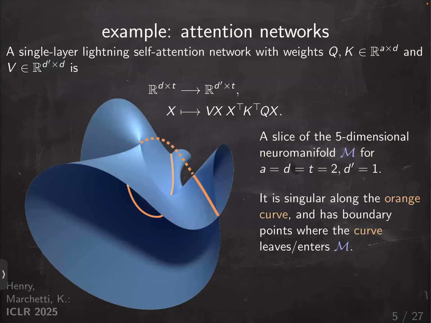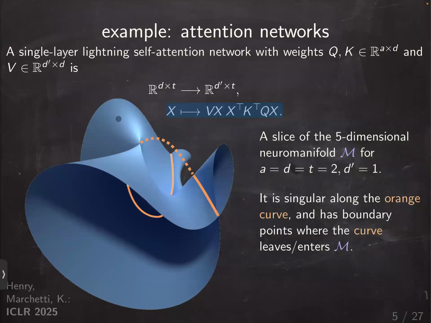Here, for instance, we did this exercise for very small numbers. These are the matrix sizes, d and d prime, and this T, these are all different hyperparameters. If you make them very small, just 2 by 2 or 2 by 1 matrices, then here's a plot of how all functions that look like this look. Each point on this blue surface represents such a cubic function for some fixed Q, K, and V.